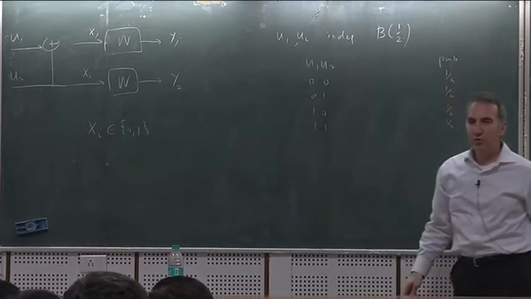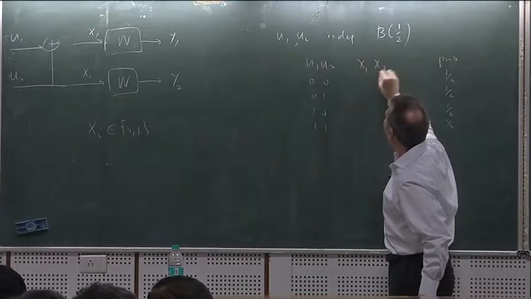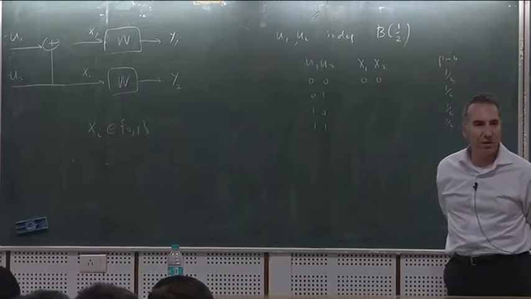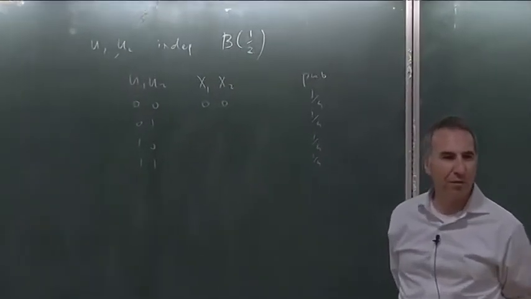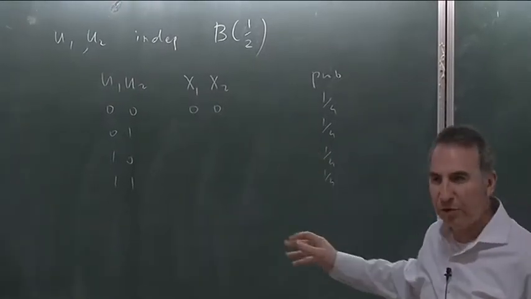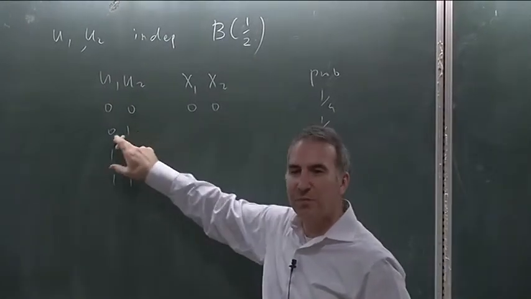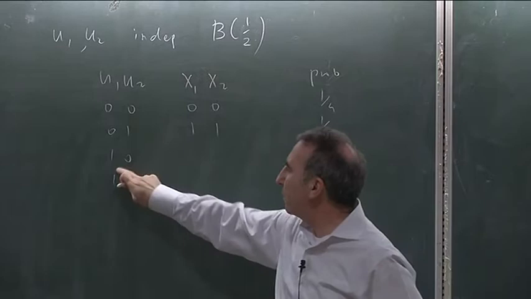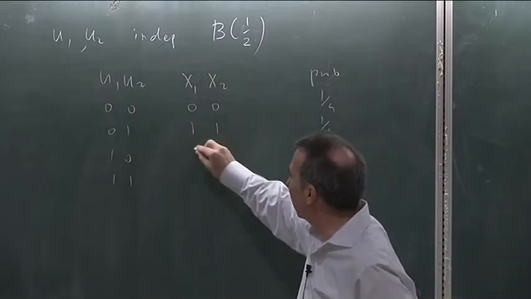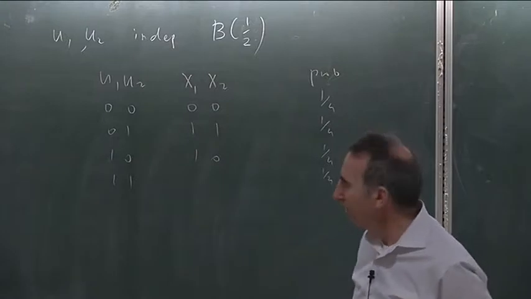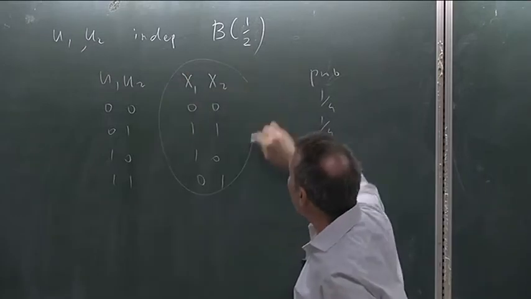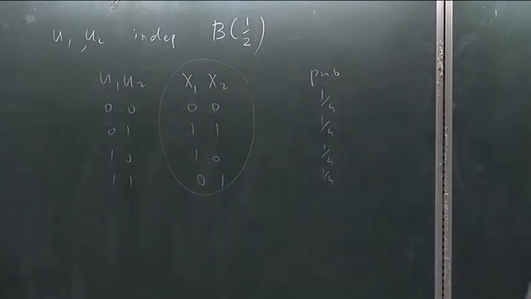If u1, u2 is 0,0, then x1, x2 is also 0,0. If u1, u2 is 0,1, then x1, x2 are 1,1, I think, right? Because x1 is obtained by summing these two bits, and x2 is the same as u2. If it is 1,0, you get 1,0 back. If it is 1,1, you get 0,1. So x1, x2 is also tracing the four possible values, just in a different order than the u's.